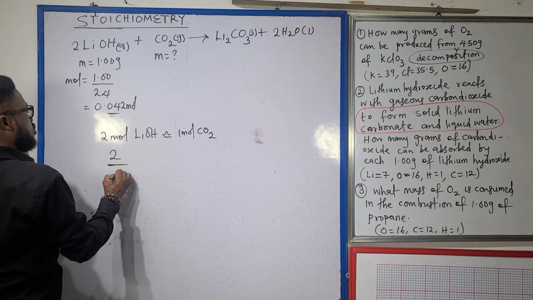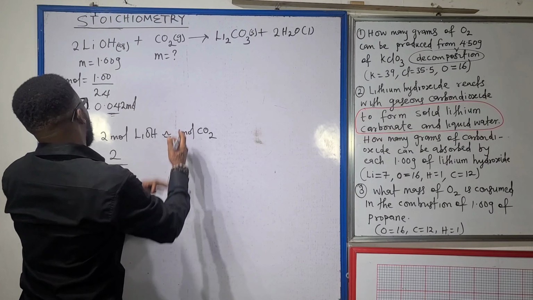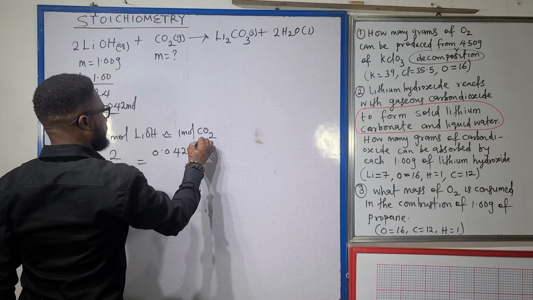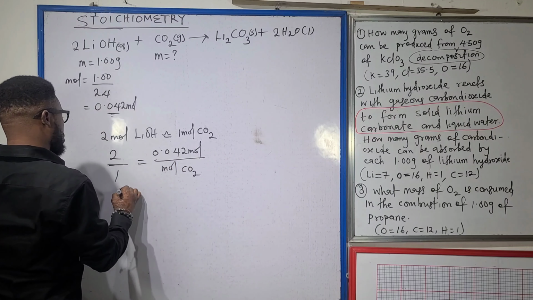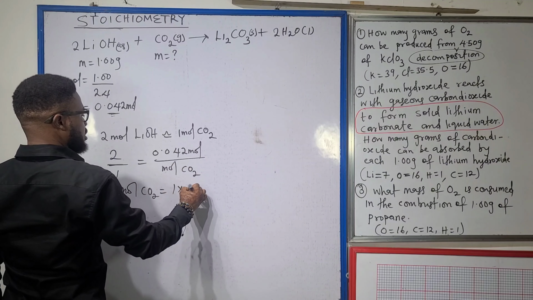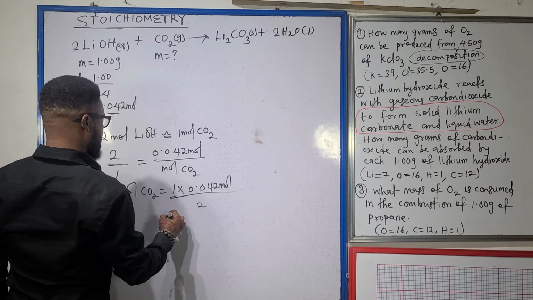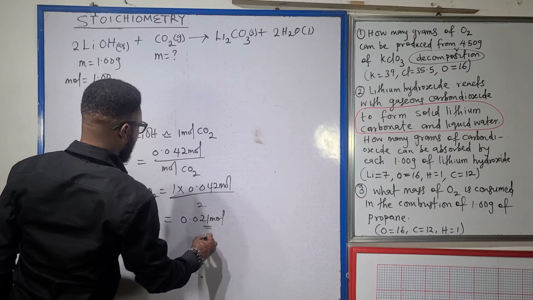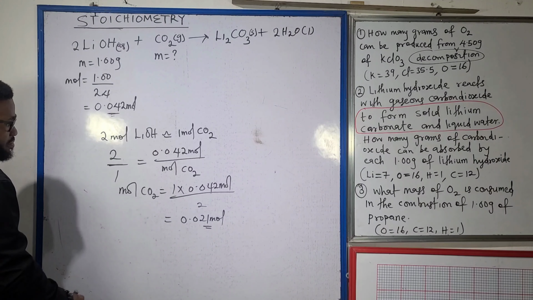if I'm saying 2 over 1, it means the mole of this divided by the mole of this. So that is 0.042 mole divided by mole of carbon dioxide. So mole of carbon dioxide is going to be 1 times 0.042 mole divided by 2, and that's going to give you 0.021 mole. So having said that, now we can convert that mole to mass.